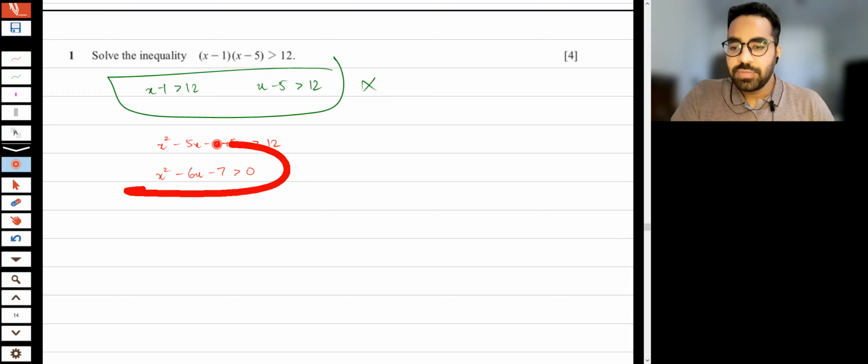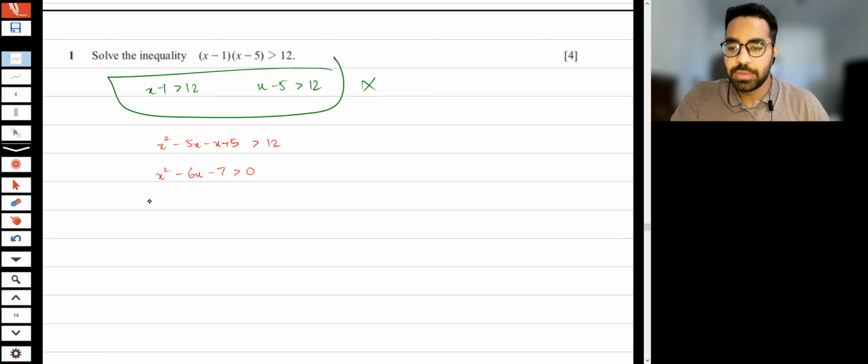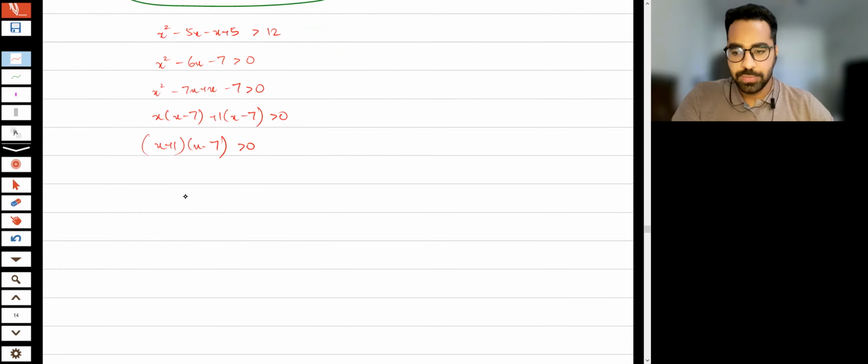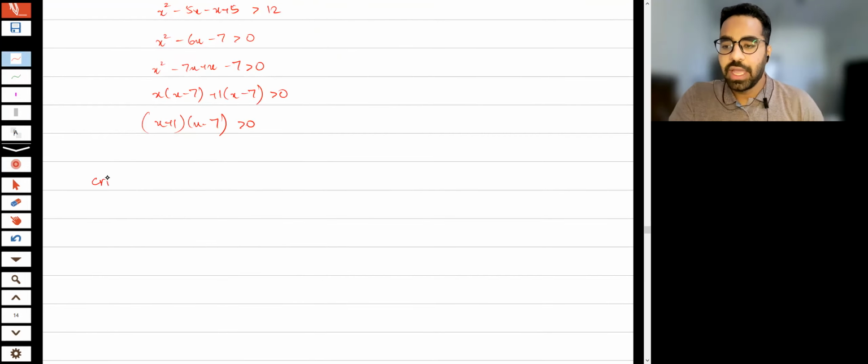I'm going to break the middle term and factorize. This will become x squared minus 7x plus x minus 7 is greater than 0. x taken as common, plus 1, x minus 7 is greater than 0. So x plus 1, x minus 7 is greater than 0. Now you have to write your critical values. So critical values are going to help you find the answer. So now critical values would be x equals to minus 1 and 7.